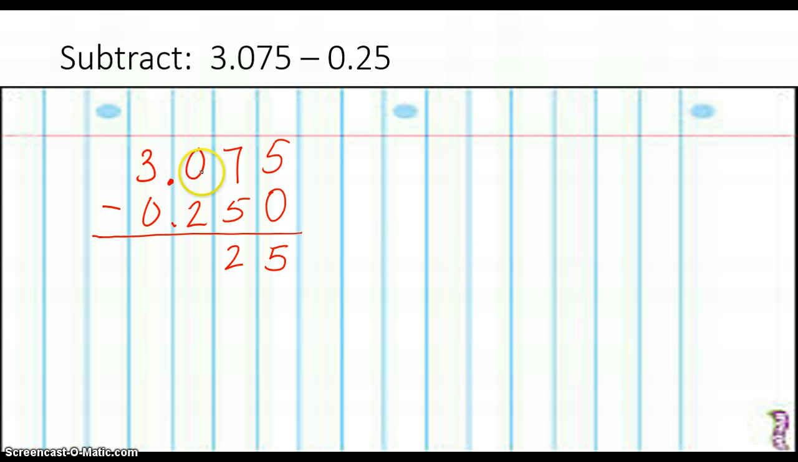Now here, I don't have any tenths to take 2 tenths away from. So I'm going to split up this 1 and make this whole, 3 wholes, and make it a 2, and turn this into 10 tenths, or 10. So 10 minus 2 is 8. 2 minus 0 is 2, and I bring down my decimals.